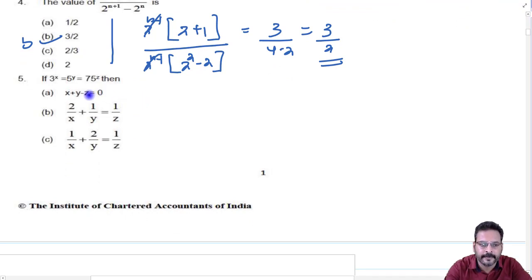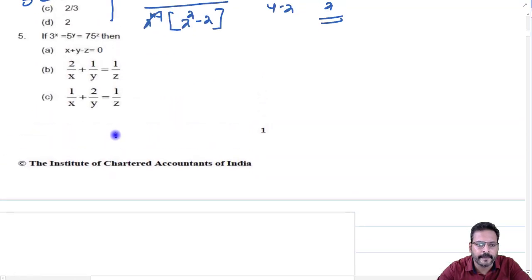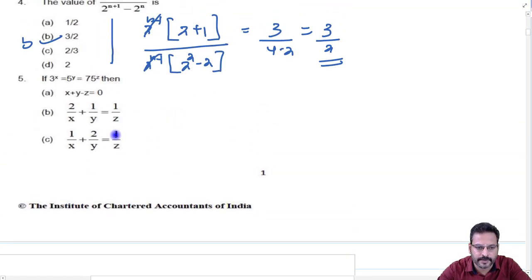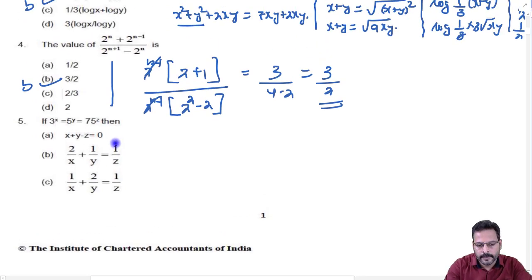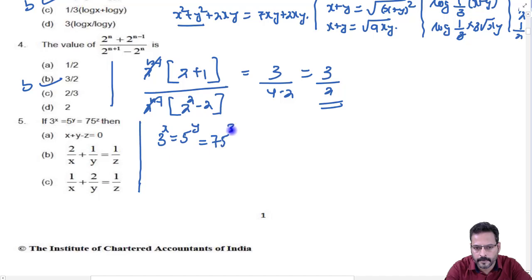So then choices are given: x plus y minus z equal to 0. Then 1 by 2 by x plus 1 by y is equal to 1 by z. Then 1 by x plus 2 by y. Okay. Then if 3 unknowns, we don't know x, y and z, are said to be equal, we can equate the unknowns to a constant k. So equal to k, that implies each and every term is equal to k.